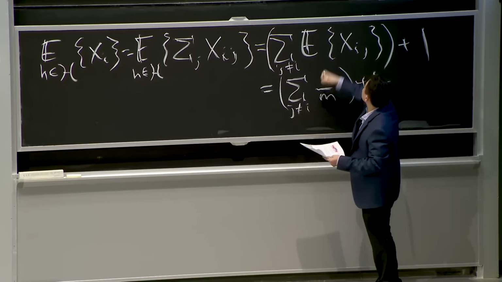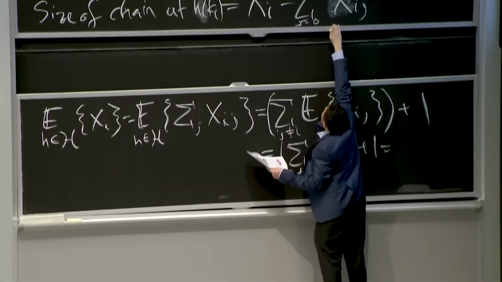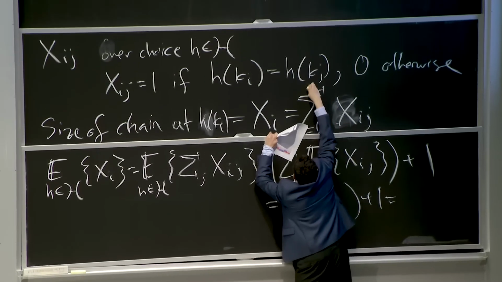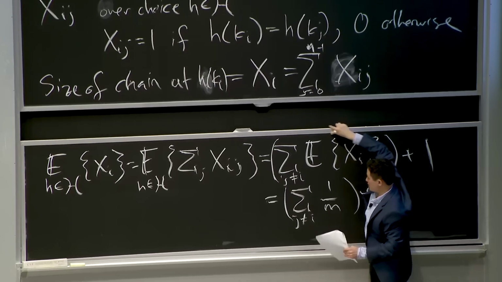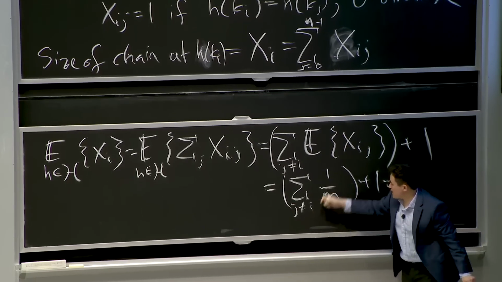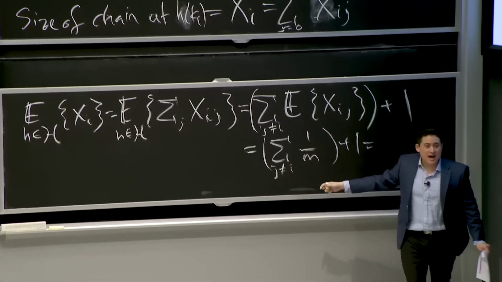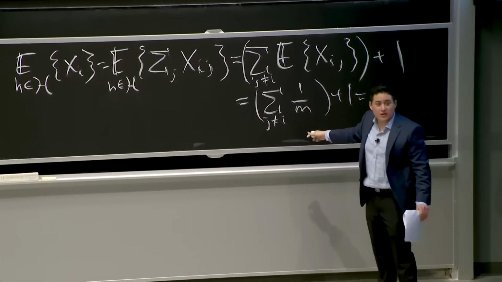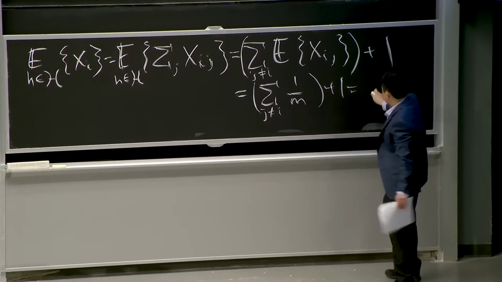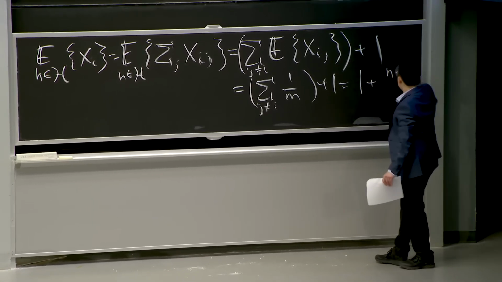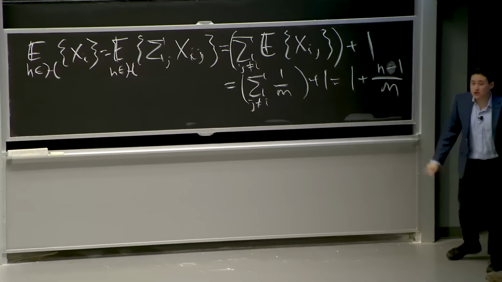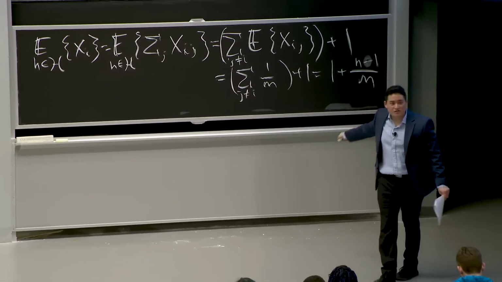Oh, and sorry, I did this wrong. This isn't u, this is n. We're storing n keys. Okay, so now I'm looping over j, over all of those things. How many things are there? n minus 1 things. So this should equal 1 plus (n minus 1) over m. Okay, so that's what universality gives us.